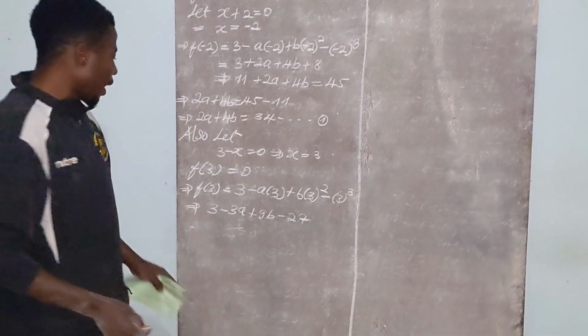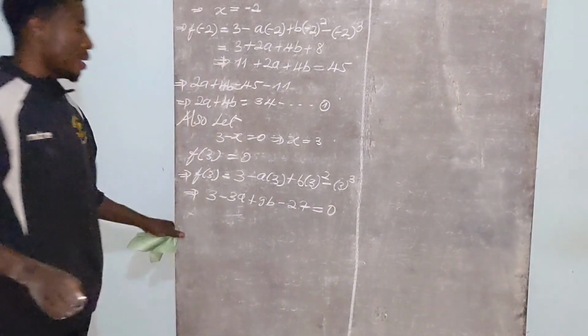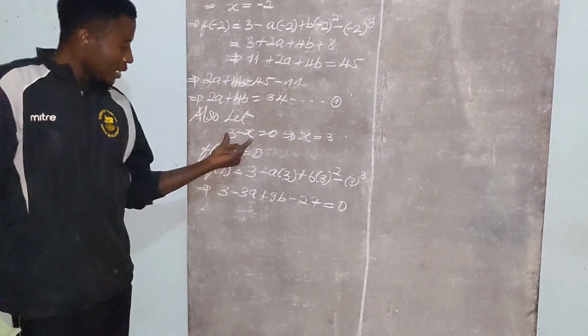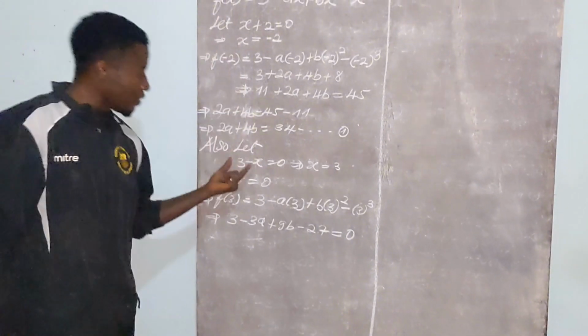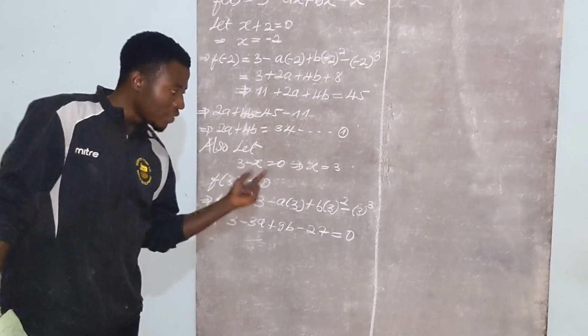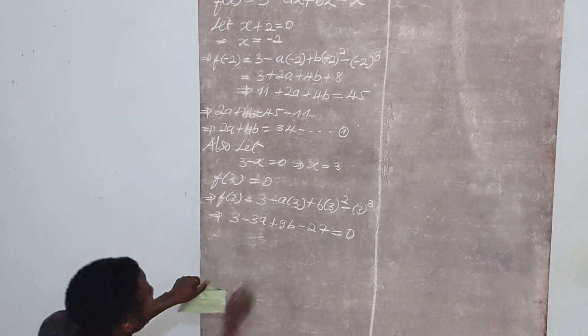Good. So now I am going to equate everything to 0. Why? Because this is a factor of the polynomial. So when the polynomial f of x is divided by this factor, the remainder is 0. Alright, let's simplify this now.